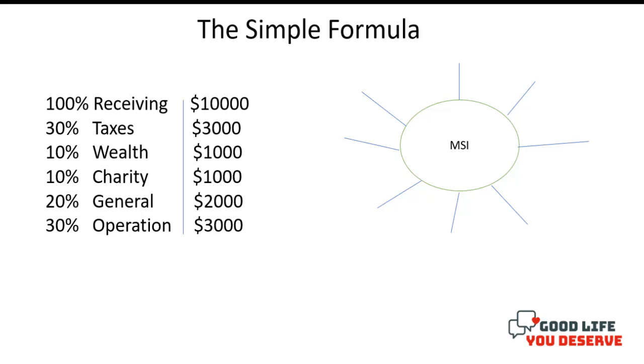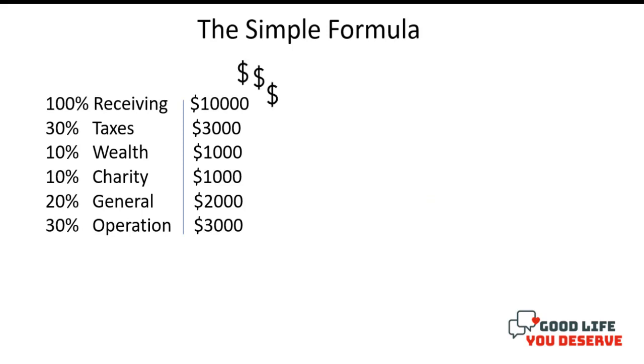Now, let's increase that by 10. So let's say now you got 10,000 coming in. Let's take a look at the allocation: 3,000 for taxes, 1,000 for wealth, 1,000 for charity. So can you see how this simplified approach makes it easy to manage your money coming into your account? Now, you can either do this on a weekly, bi-weekly, or monthly basis, making this allocation. So the only thing that you really need to focus on is the receiving. How do you increase money coming into that receiving?